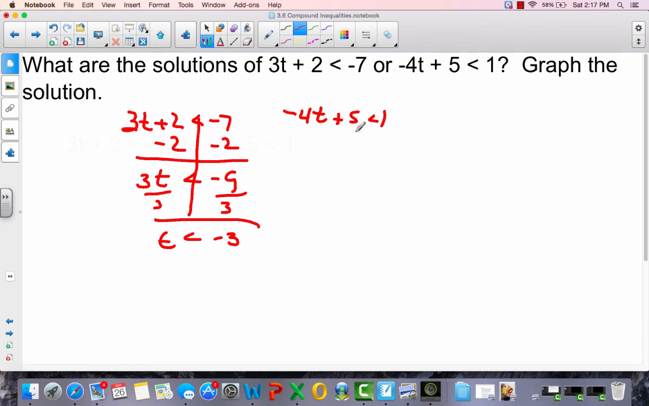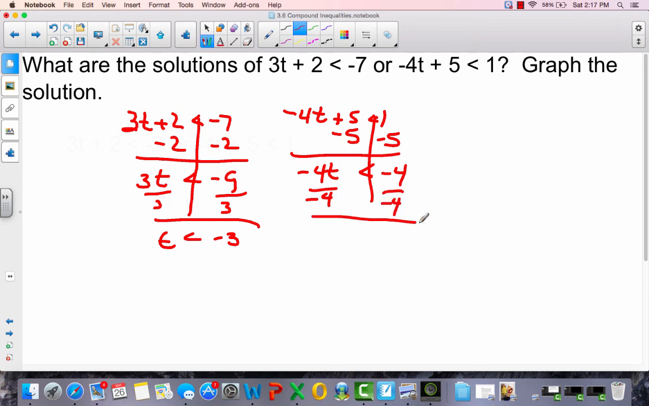Then over here we come and we go minus 5 and minus 5. And negative 4t is less than negative 4. Now we have to divide by negative 4 and negative 4. And what do you do when you divide by a negative? You flip the direction of the inequality. So that gives us t is greater than 1.